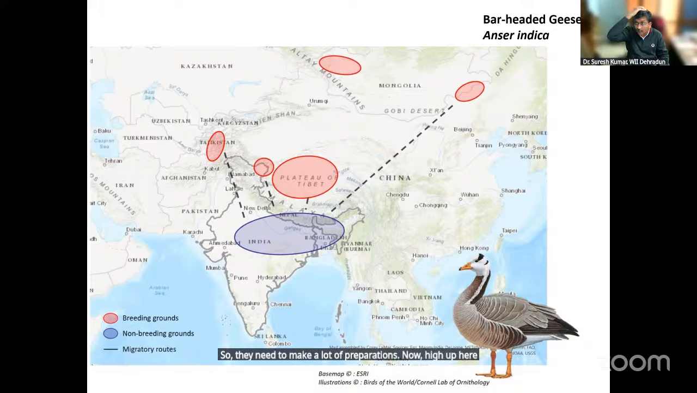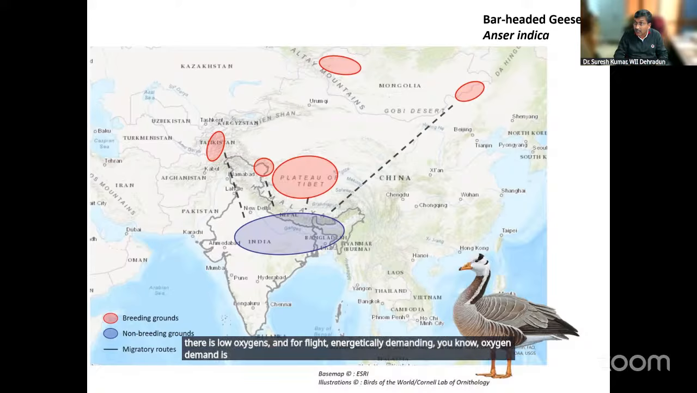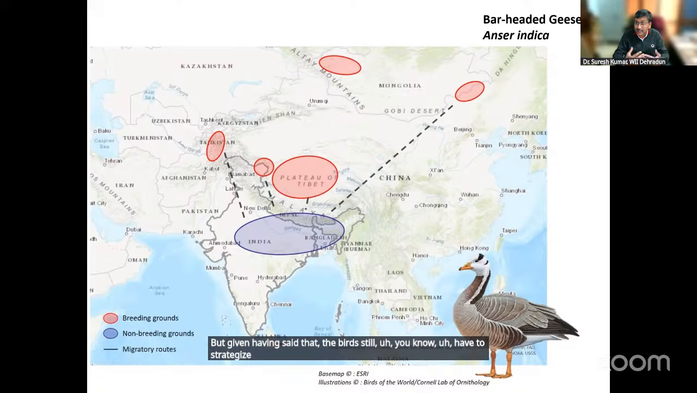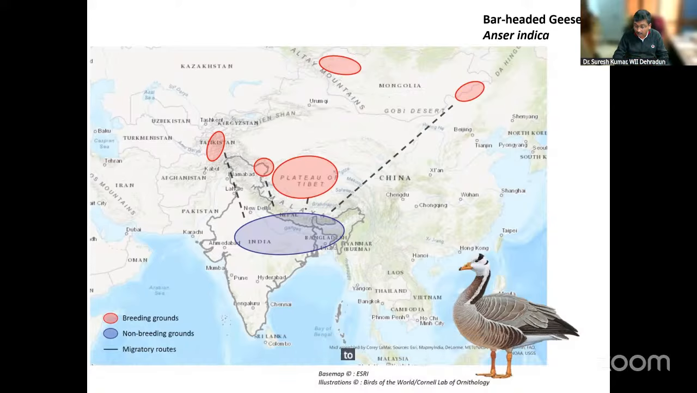Now, high up here in the Himalayas, there is low oxygen, and flight is energetically demanding, so oxygen demand is very high, and flying through these hypoxic environments is physiologically quite challenging. But somehow the bar-headed geese have evolved a strategy to be able to counter that. So they have higher hemoglobin content, which traps whatever little amount of oxygen there is. But having said that, the birds still have to strategize quite smartly and effectively to plan their journey across.